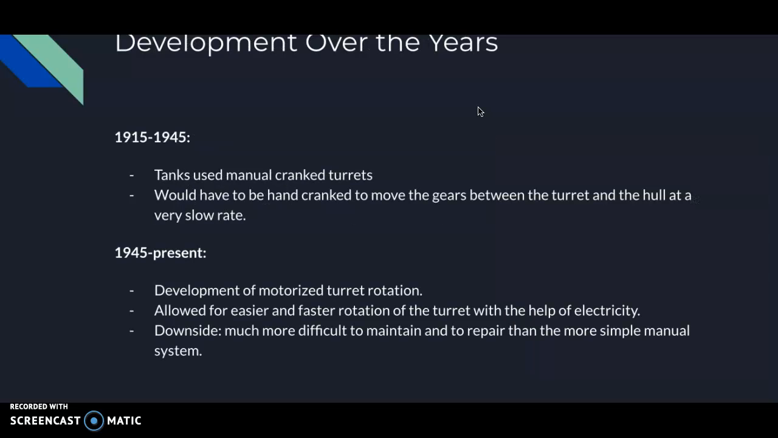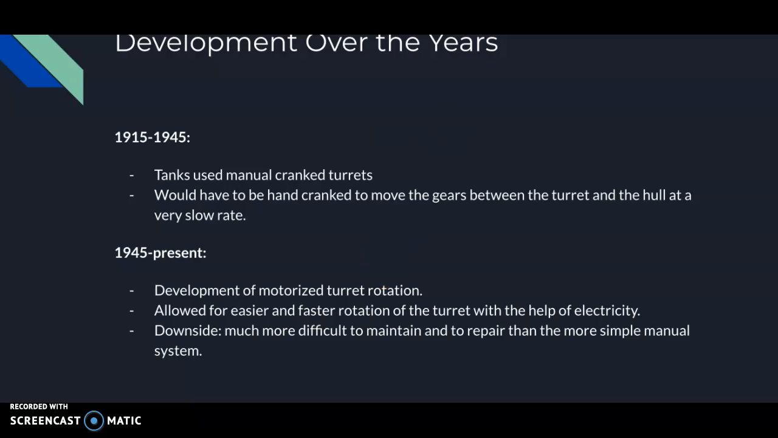The development over the years. So from 1915, which is when the first tank was invented, through 1945, towards the end of World War II, tanks were commonly seen using manual crank turrets, which would have to be hand cranked by operators within the tank, and were very slow at traversing. However, they were more efficient and easier to repair and maintain than those of the present day.